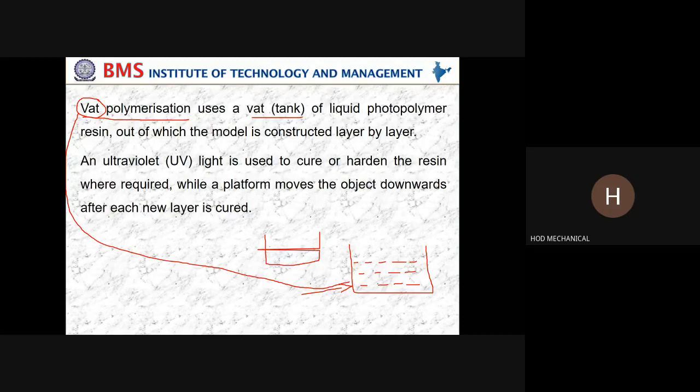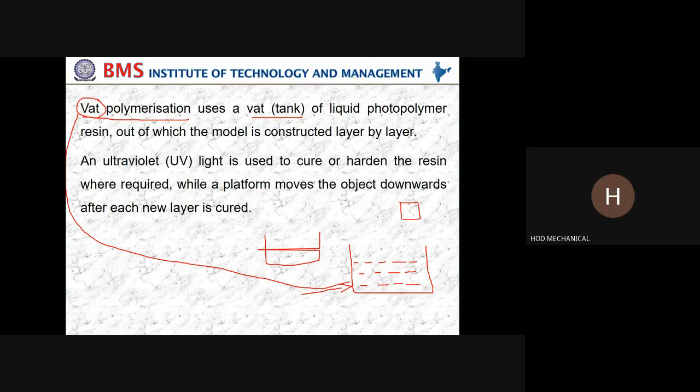Now you have a liquid here, and you have to make a particular part. Assume a very simple example: I want to make one box. I want to convert this liquid resin into a solid material. We know there is a process called photopolymerization, which is nothing but conversion of liquid resin into a solid.